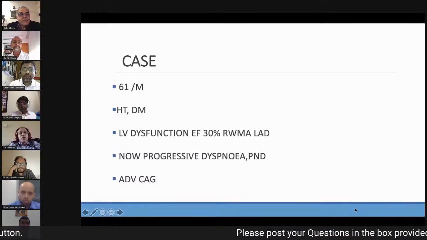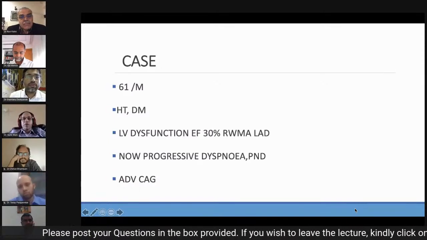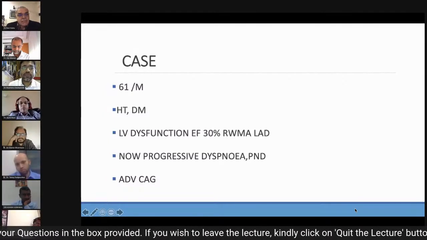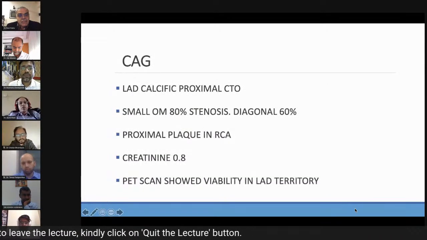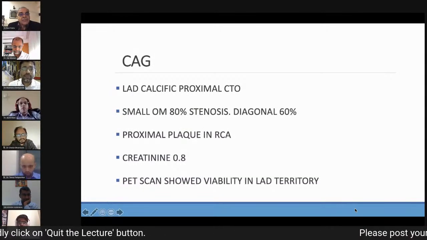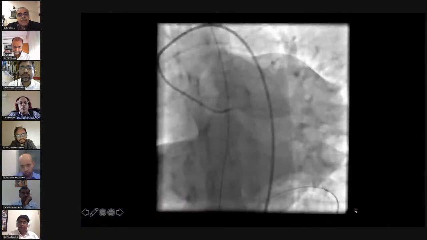So this is a 61-year-old male, hypertensive, diabetic, had LV dysfunction, EF 35%, with a regional wall motion abnormality in the LAD territory, and had progressive dyspnea and PND, and was advised an angiogram. The LAD had a calcific proximal CTO, a small OM 80% and diagonal 60%, and proximal plaque in the RCA. The creatinine was normal. The PET showed viability in the LAD territory. You can see the angiogram.